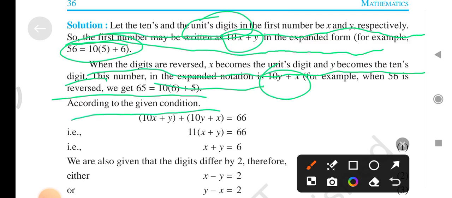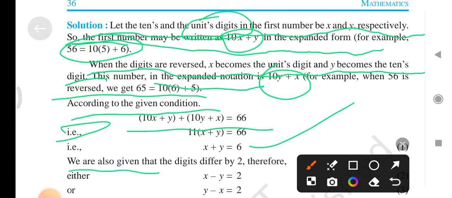According to the given condition, 10x plus y plus 10y plus x is equal to 66. That is, 11x plus 11y is equal to 66, so x plus y is equal to 6.